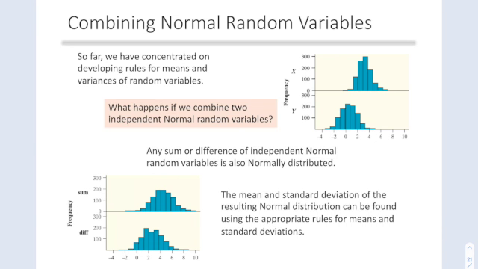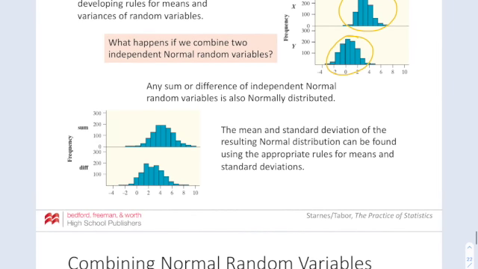In this last part of section 2, we're going to talk about combining normal random variables. So far we've concentrated on developing rules for the means and the variances. What happens if we combine two independent normal random variables? So here we have the X and the Y. These are just two random normal distributions. Any sum or difference of independent normal random variables is also normally distributed.